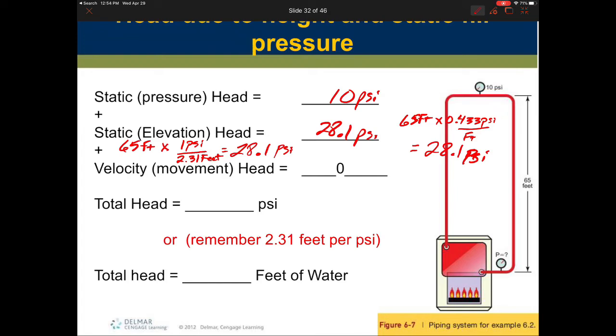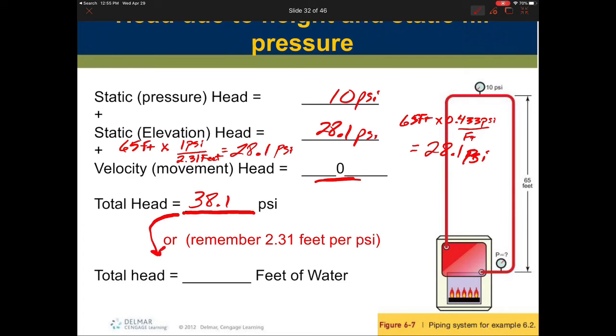This is 10 PSI. And of course, the velocity head, as I said, is normally very minimal. If we were moving a little bit of water in there, that might contribute a little bit, but very, very minimal. This is usually something I don't even worry about. So my total head in pressure is actually going to be 38.1 PSI in this system.